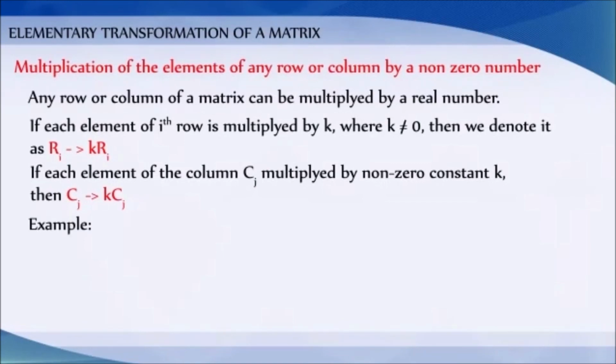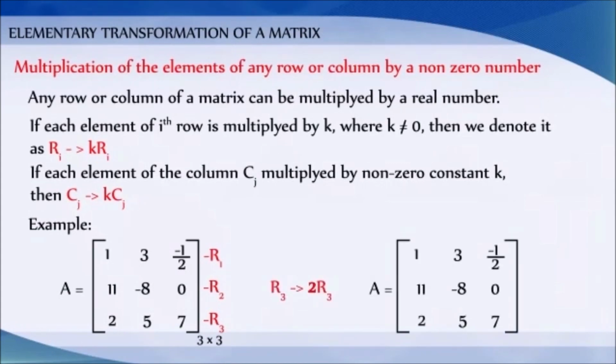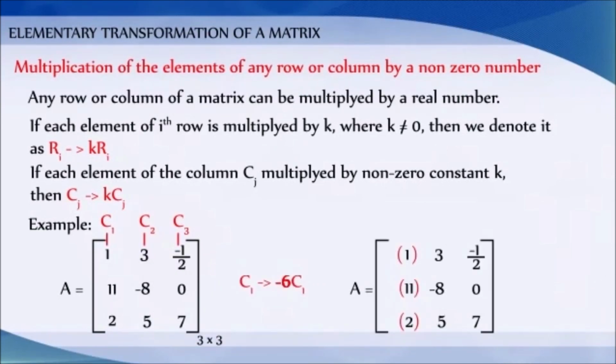Example, for the given matrix A with rows 1, 3, minus half; 11, minus 8, 0; 2, 5, 7. If the third row is multiplied by 2, then we get the transformed matrix with rows 1, 3, minus half; 11, minus 8, 0; 4, 10, 14. Similarly, applying the operation C1 turns to minus 6C1 for the matrix A, we get the first column multiplied by minus 6.